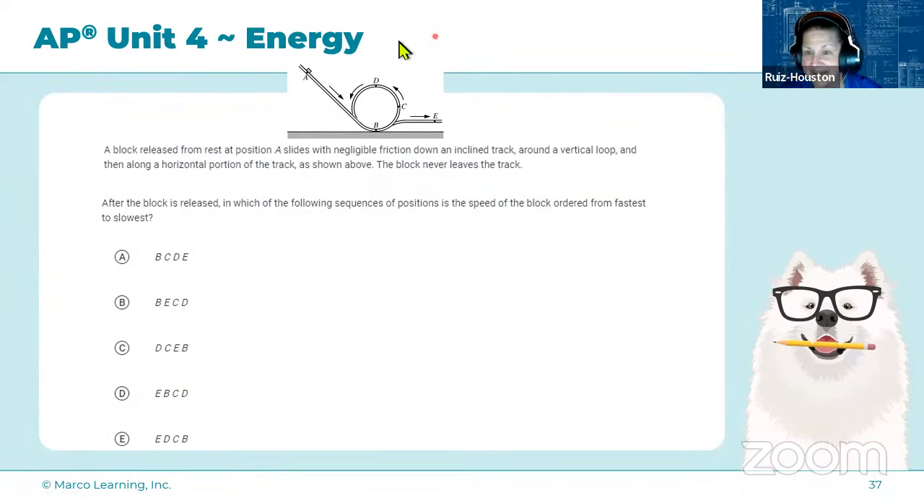Here's our premise again. Same diagram, same premise, but now we're looking at this same scenario through energy instead of circular motion. So after the block is released from up there at A, which of the following sequences of positions has the speed of the block ordered from fastest to slowest? Aren't we ranking it again? We're ranking it from fastest to slowest. So here we're using energy instead. Let me give you a moment.